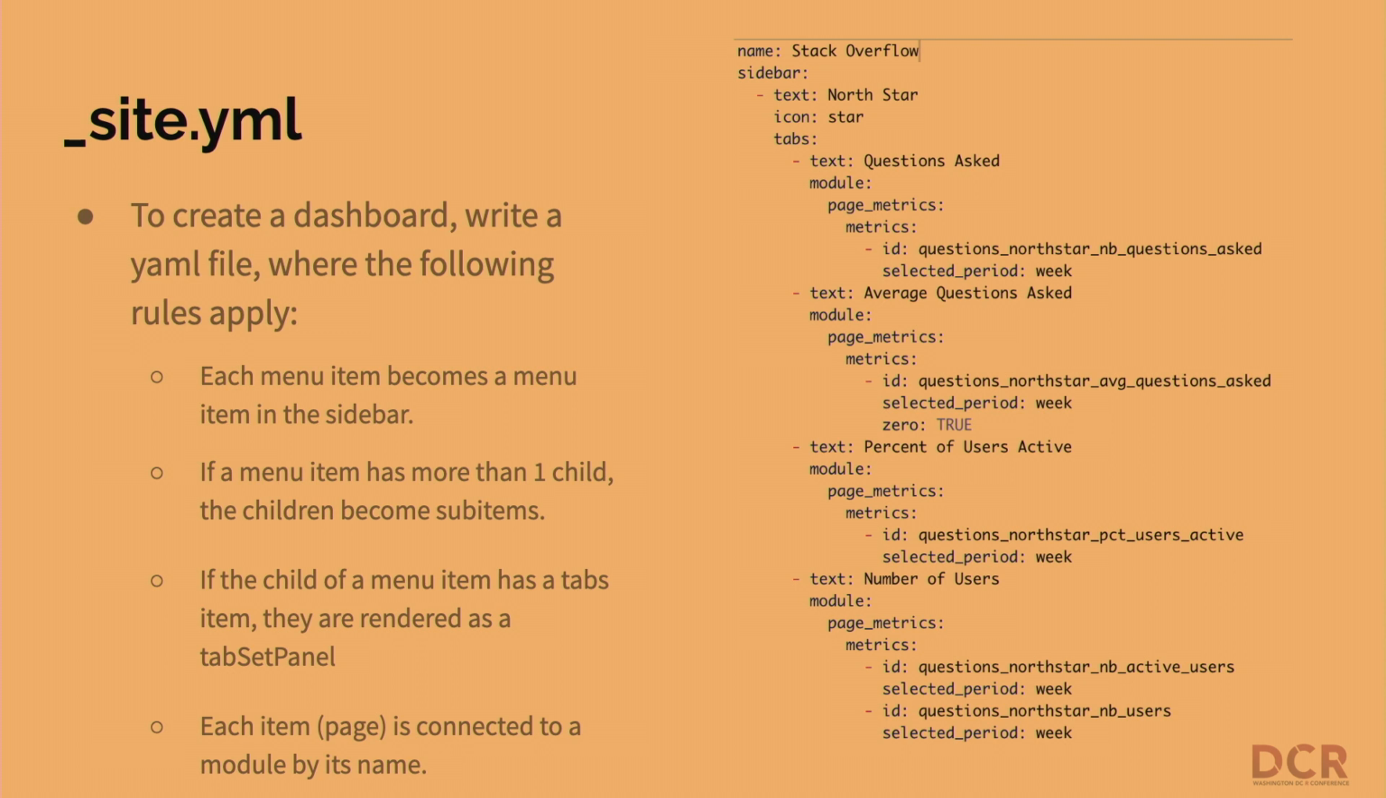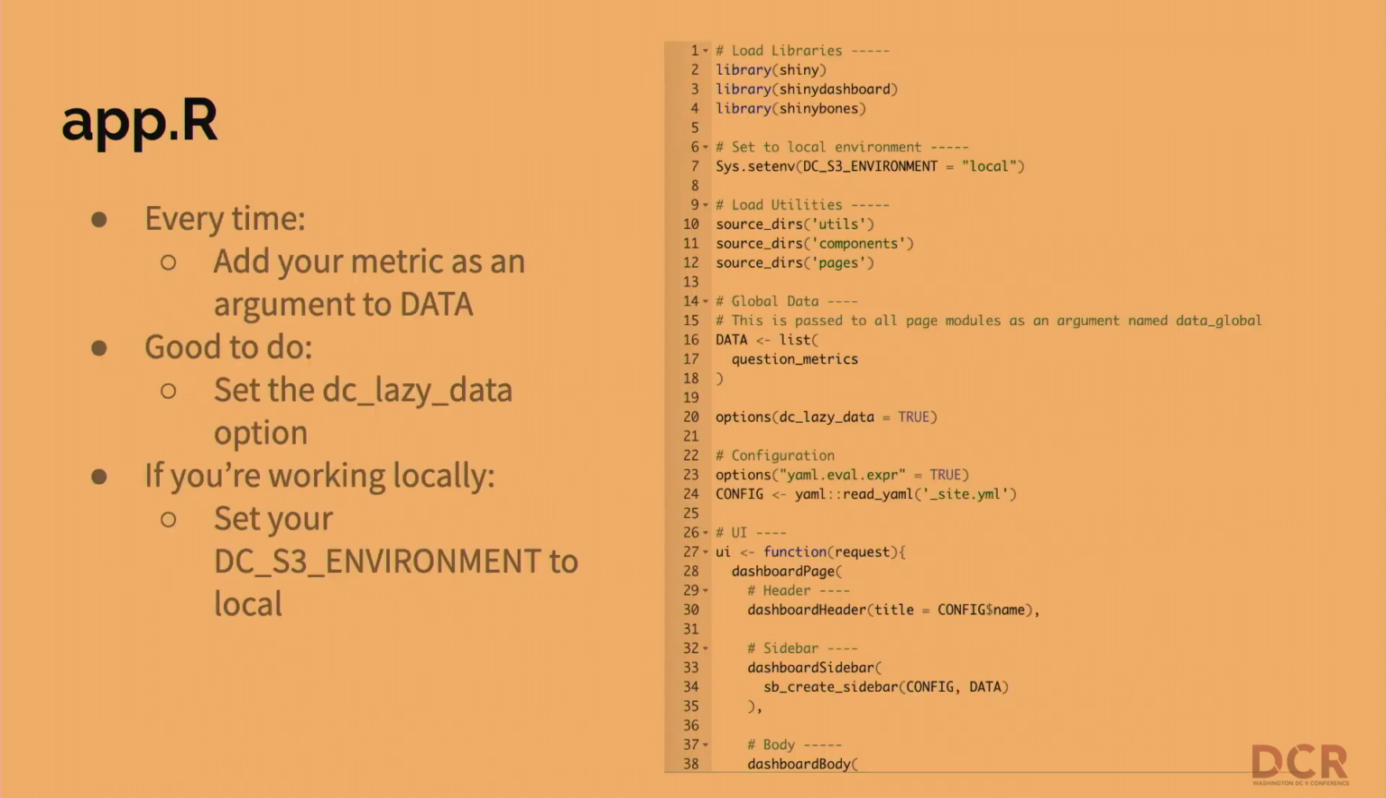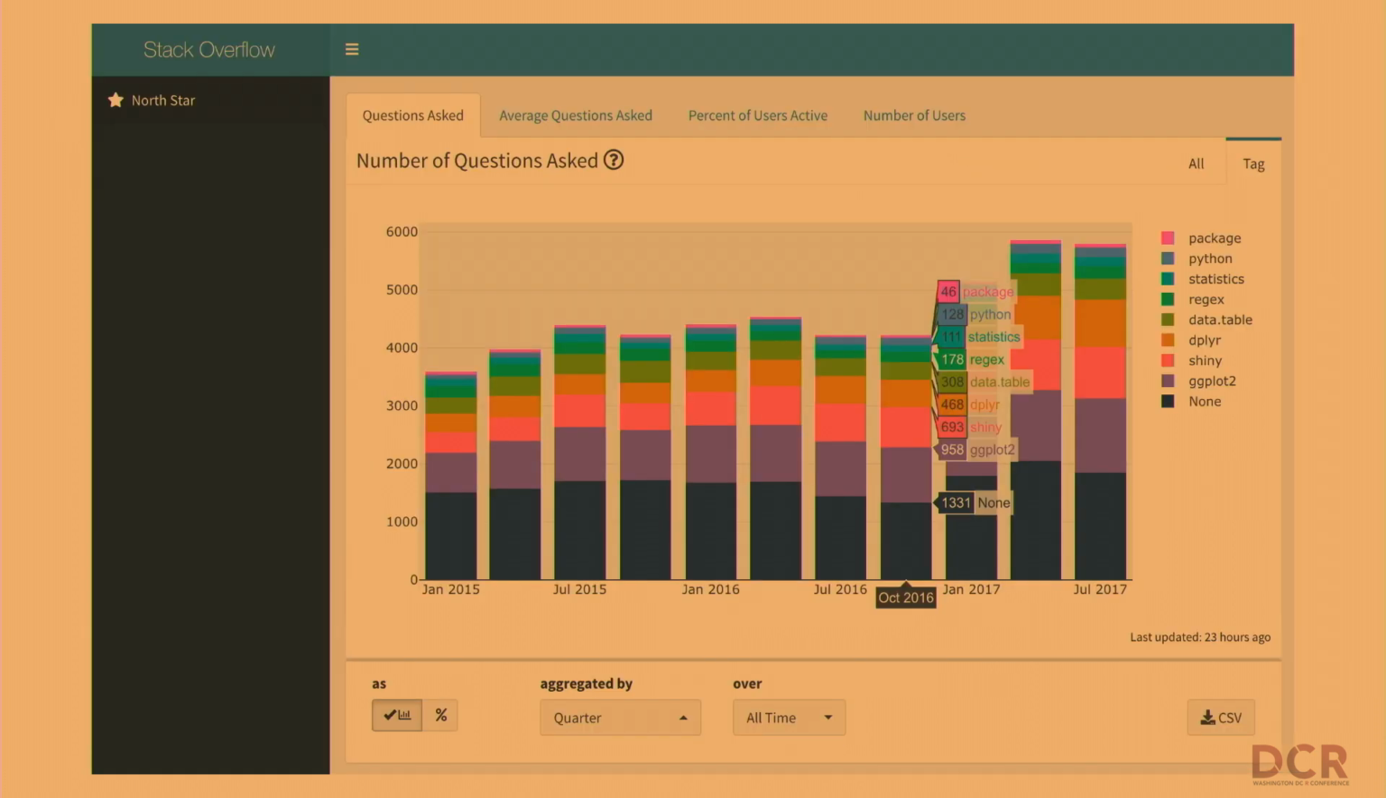So here's my actual one for my dashboard. You can see there's all these rules. These are in the documentation. My dashboard's going to be called Stack Overflow. I'm going to have a sidebar link called North Star. And then I'm going to have these tabs, questions asked, average questions asked. Then I create an app.r. There's some rules here too. But it's going to turn it into a dashboard.